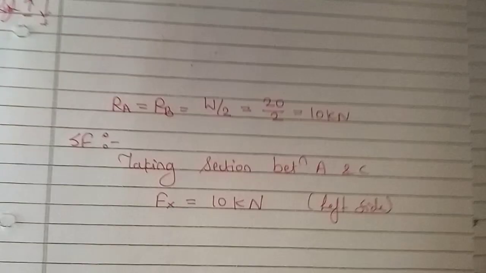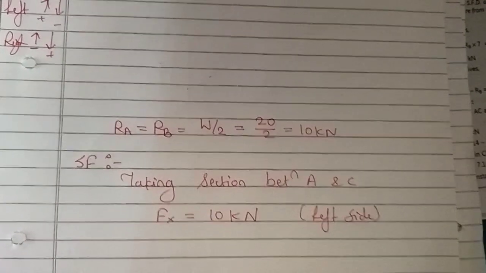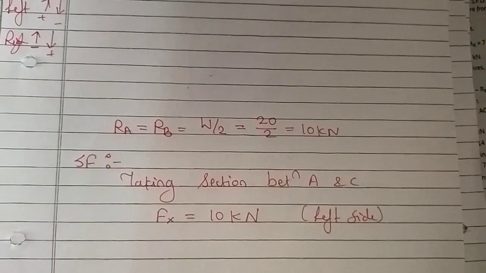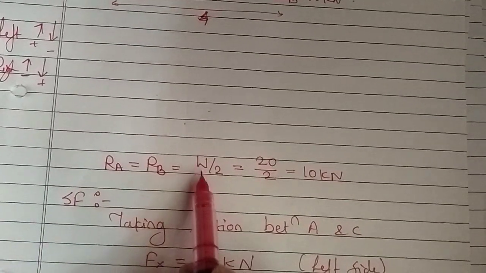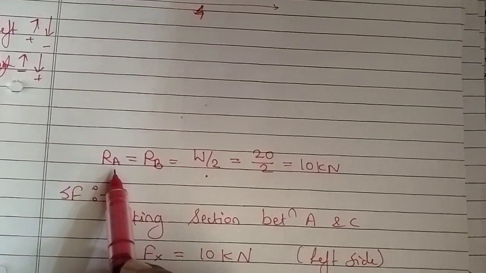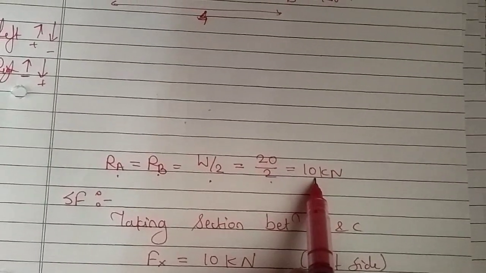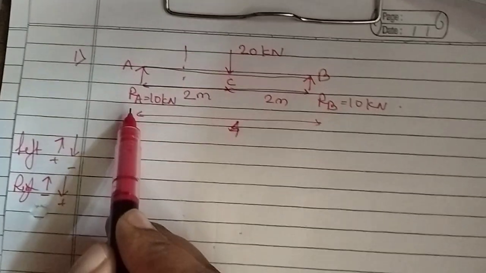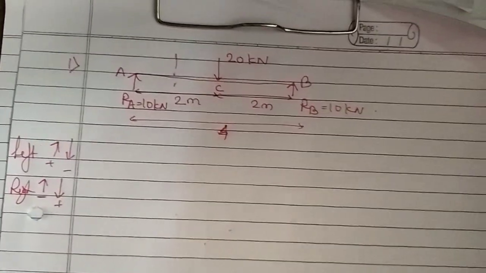Now as we already discussed, to calculate the reactions having a simple point load at the center, RA and RB is always equal to W by 2. Therefore, here we have calculated RA is equal to RB is equal to 20 by 2, that is 10 kilonewton. So, at A, our reaction is 10 kilonewton. At B, our reaction is 10 kilonewton.